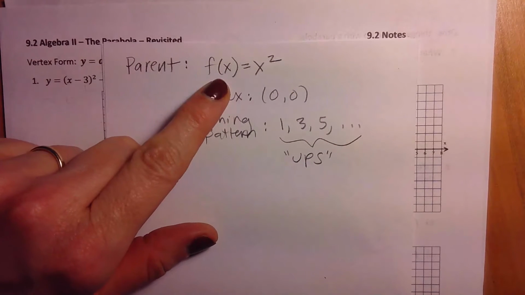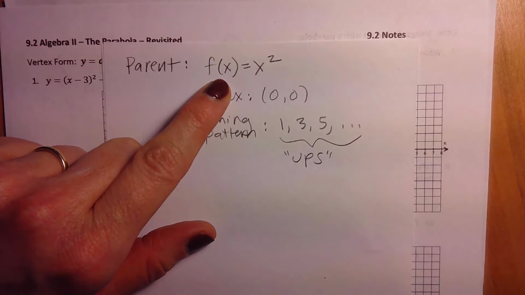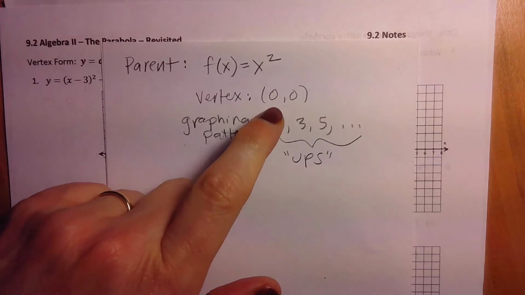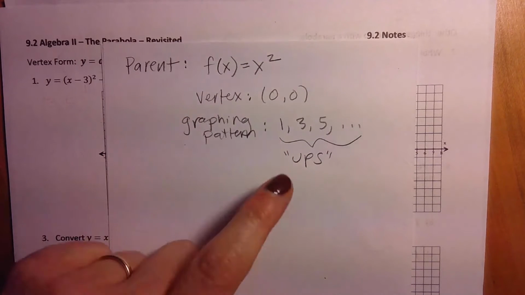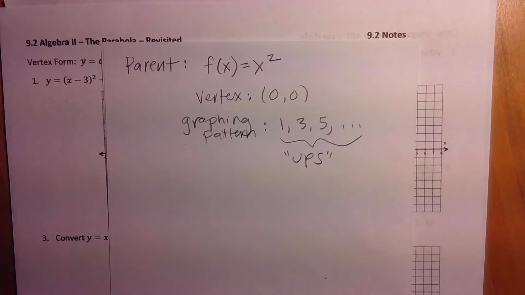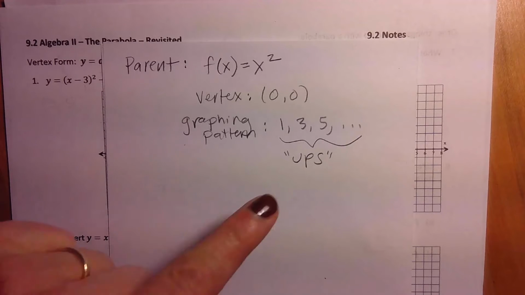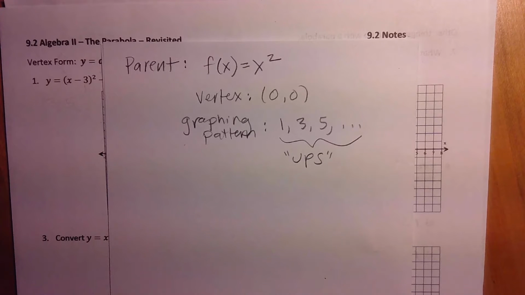Parabolas, the parent function is just f of x equals x squared or y equals x squared, and they're the ones that have a vertex at (0, 0). And then we have this graphing pattern of 1, 3, 5, 7, 9, etc., right? And those are what I always refer to as the up increments.